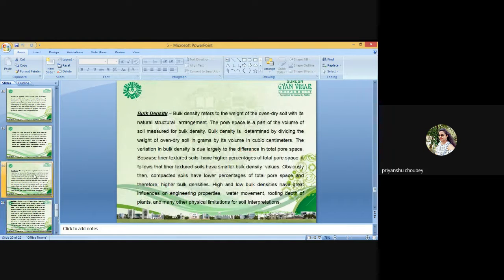Now, particle density. It is also called the density of solid particles. If we describe it, it is also called the density of soil solid particles, mean particle density, or true density. So now, particle density.